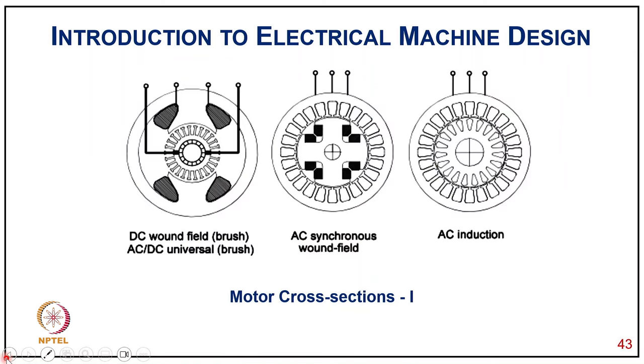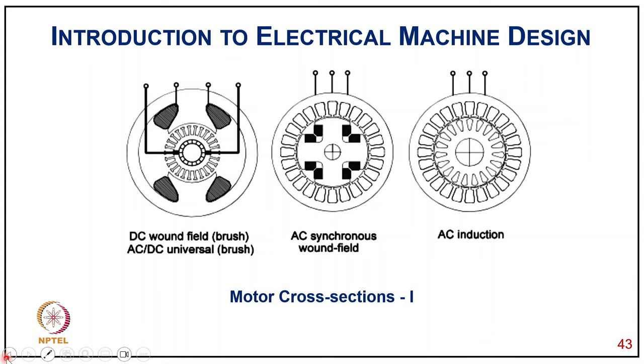Well, coming to more detail on this, in the motor cross section view you can see here the first is the DC wound field with brushes, and the second is the AC synchronous machine, where normally we have a field rotor or field excitation system on the rotor and armature on the stator, and then we have the induction machine.